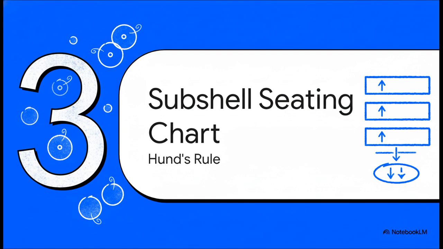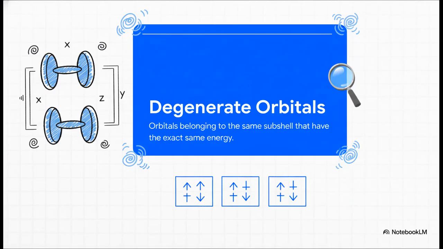But what happens when you have a bunch of orbitals that are all at the exact same energy level? How do electrons choose which one to go into first? Before we answer that, we need a quick vocabulary word. Degenerate orbitals. Now, don't let the name fool you, it doesn't mean anything bad. It's just the official term for a group of orbitals that all have the exact same energy.